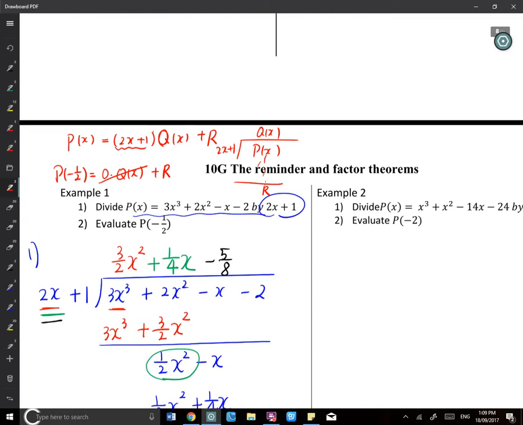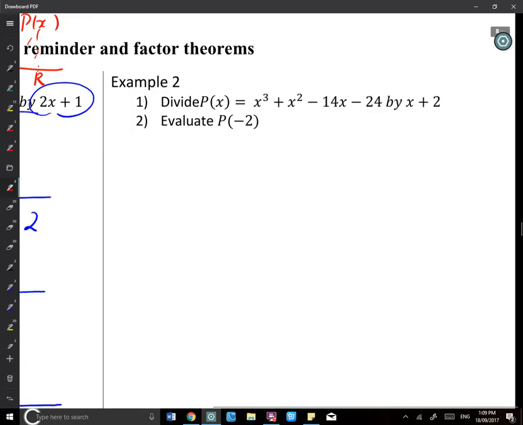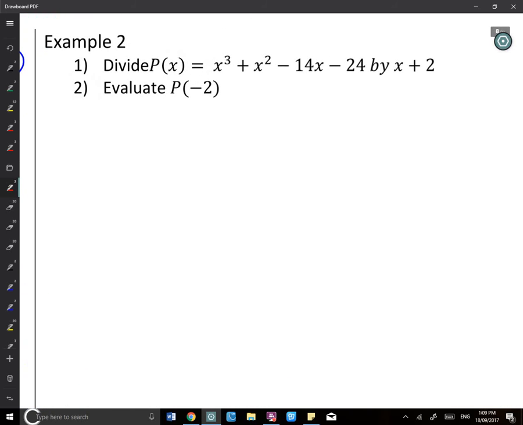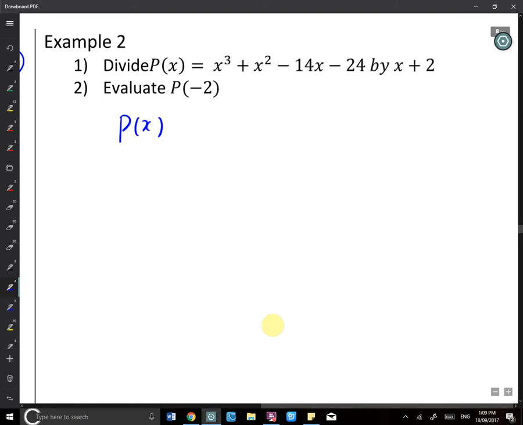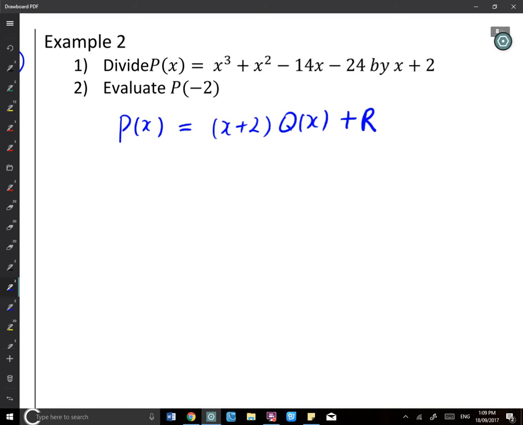Let's just do another example here. Divide P(x) by x plus 2. We can write it this way first. What I'll write is P(x) equals (x plus 2) Q(x) plus R. I know I can definitely write that in this form in the end.